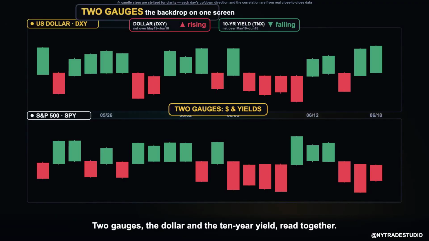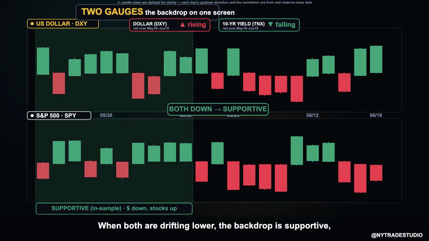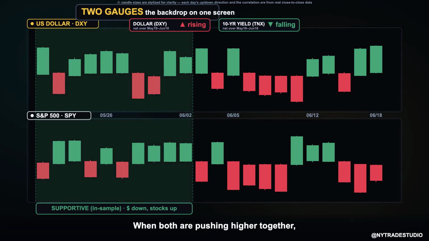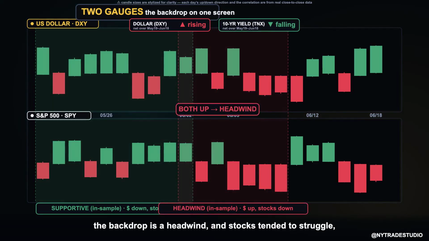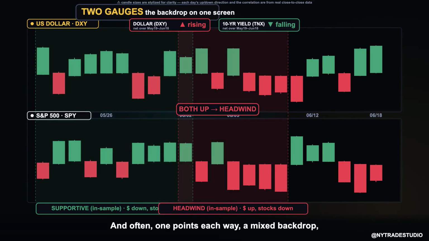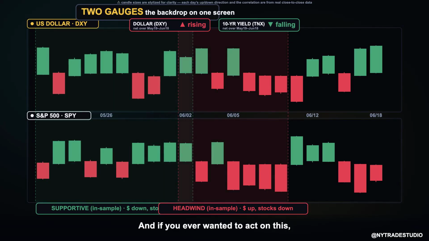Two gauges, the dollar and the 10-year yield, read together. When both are drifting lower, the backdrop is supportive, and within this sample, stocks tended to lift, the wind roughly behind you. When both are pushing higher together, the backdrop is a headwind, and stocks tended to struggle, the current against you. And often, one points each way, a mixed backdrop, which is exactly when you stay humble.